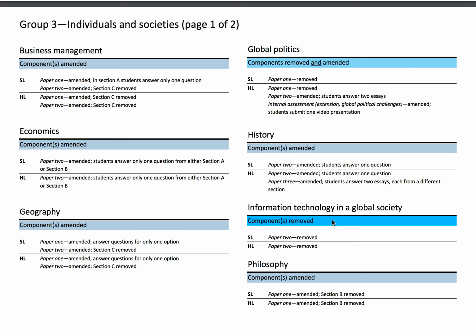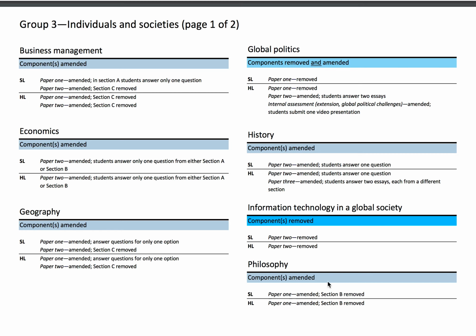And then for history, I think this is good news. The reason is, for history, a lot of the time you will see that they don't have enough time to finish the whole paper well. Now that they have amended the paper and also answer fewer questions, this makes it a bit easier, so that's really good as well.